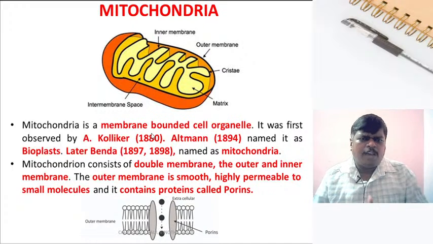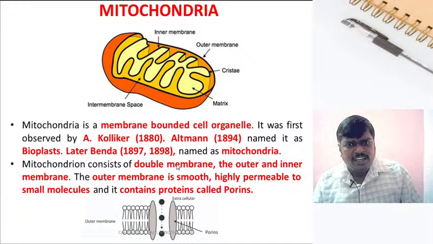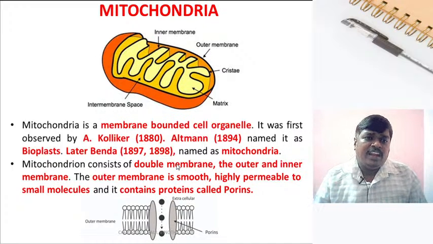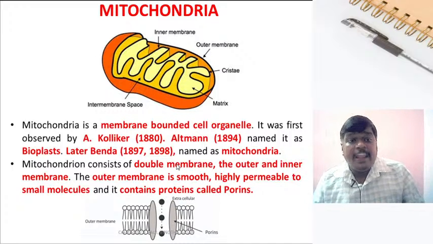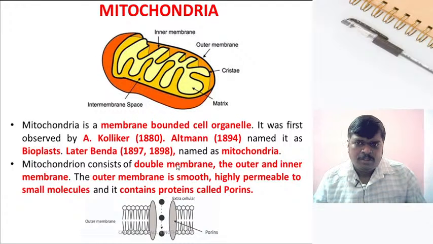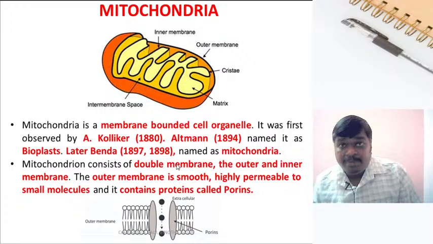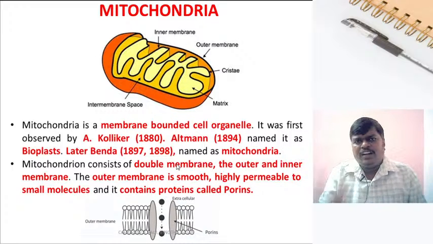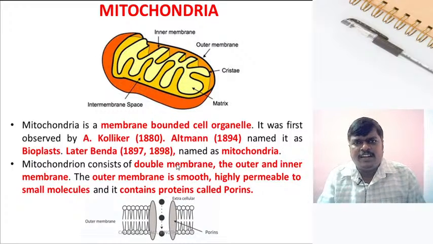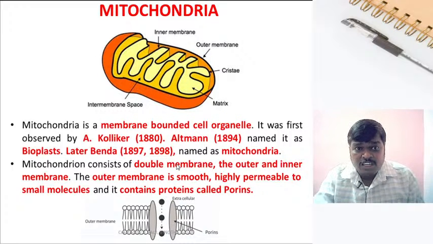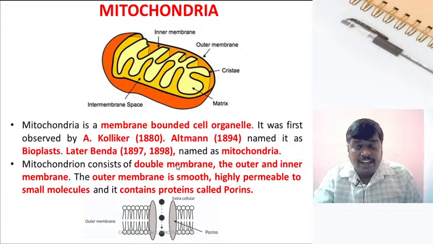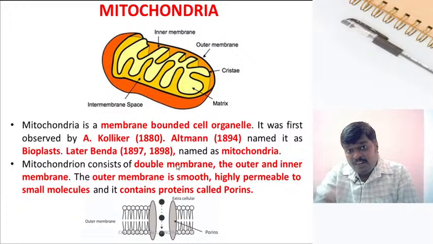This was first observed by Kolliker in 1880 and Altman in the year 1894, and Altman named it as bioplast. And the term mitochondria was given by Benda. Usually, in lower classes we might have learnt about who discovered mitochondria, they will tell Benda. But this was first observed by Kolliker, later by Altman, and then only Benda.